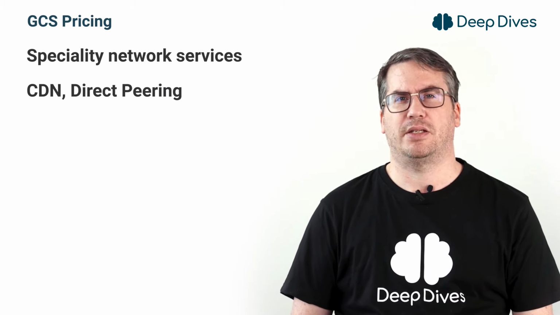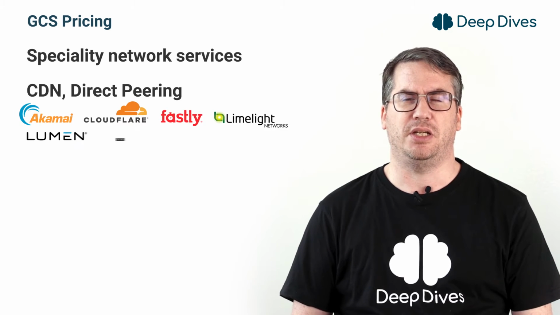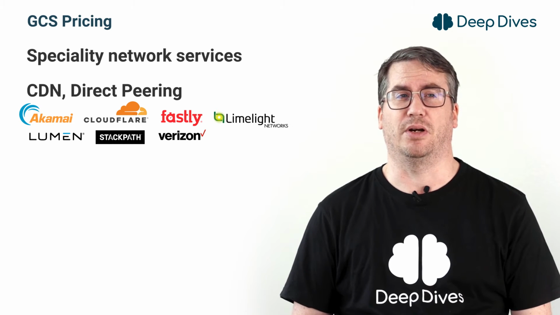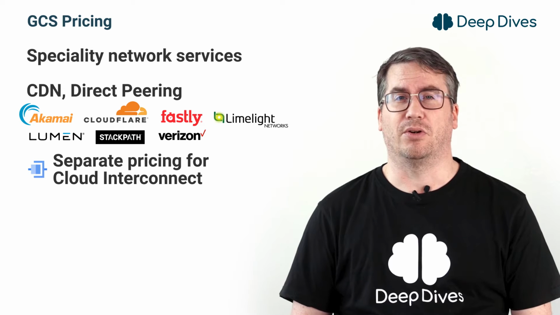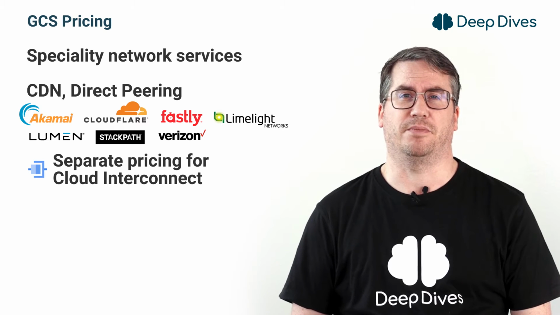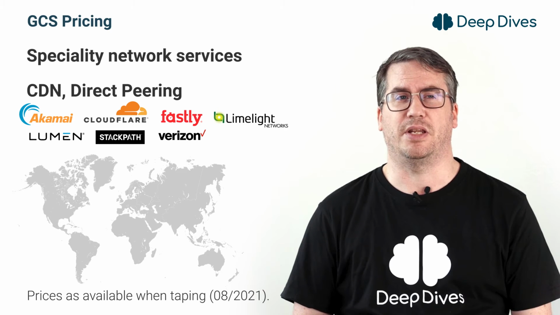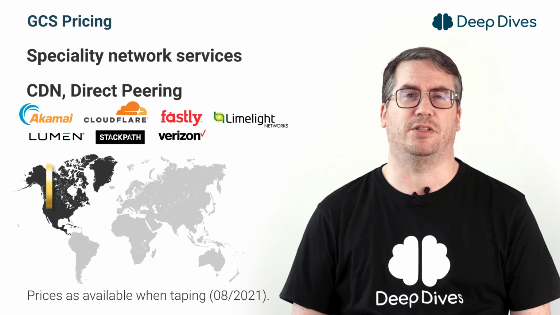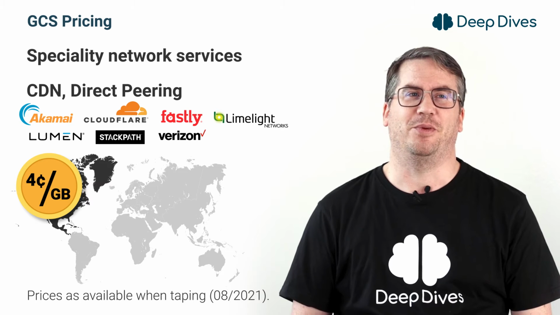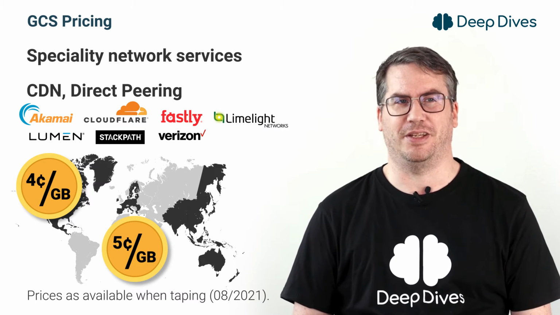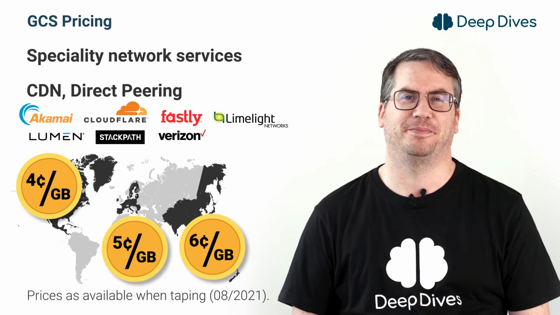Google Cloud also has some special CDNs that are paired with, in addition to Cloud Interconnect or your own direct peering connection. These have the following prices. If the data is within North America, it's 4 cents per gigabyte. Within the EU, it's 5 cents per gigabyte. And within Asia Pacific, it's 6 cents per gigabyte.